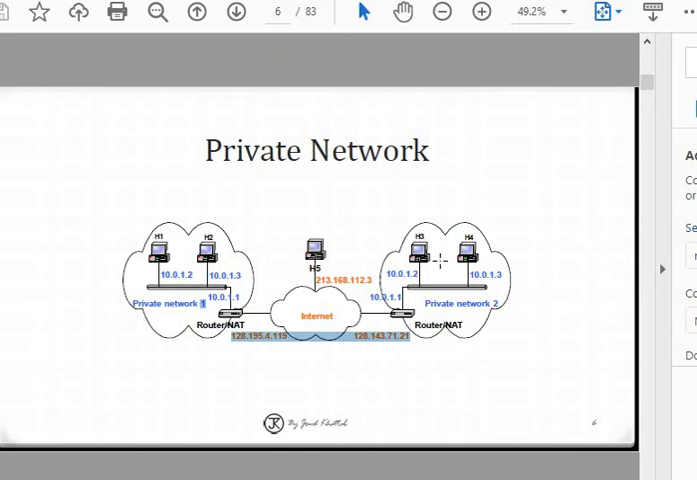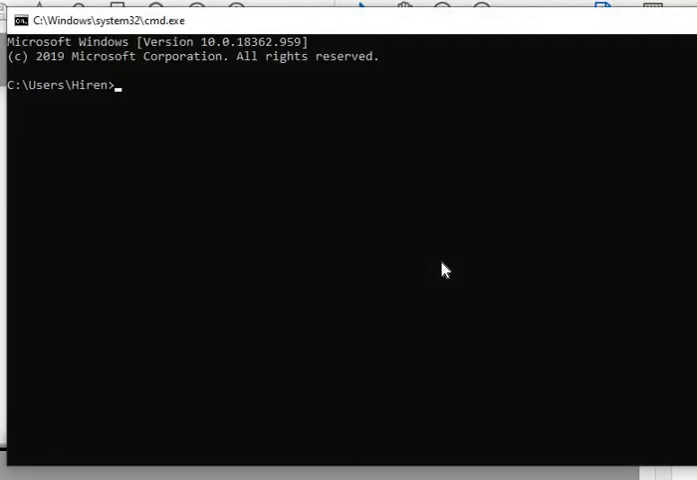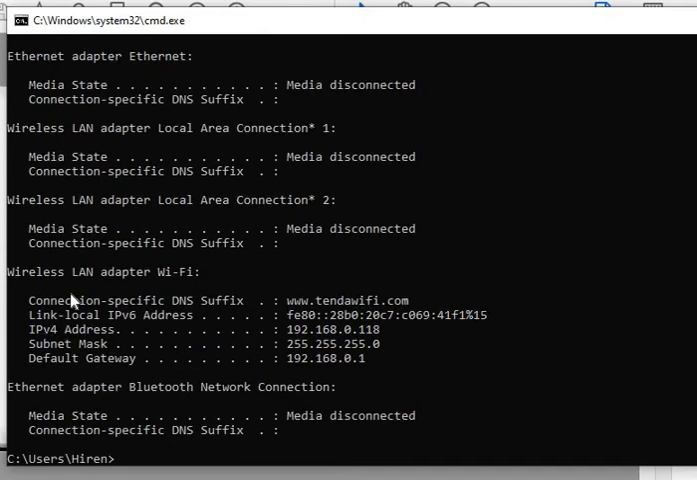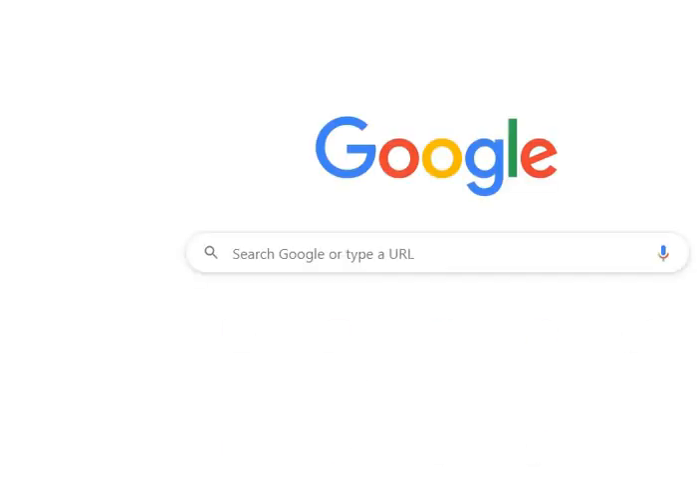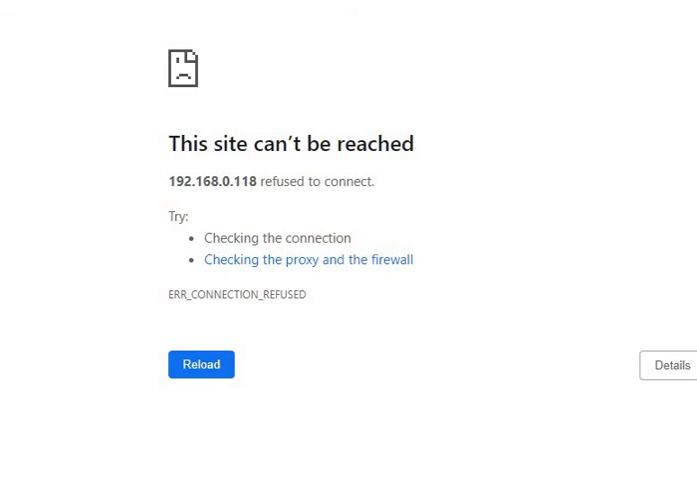Because if I open CMD and type ipconfig, I will get the IP address 192.168.0.118. So if you access this IP address on the internet, it will not be accessible. It will not be accessible because why? It is my local IP address. It will not be accessible.